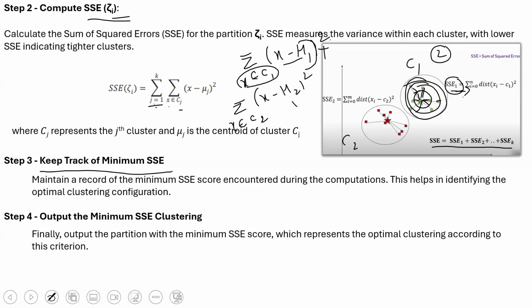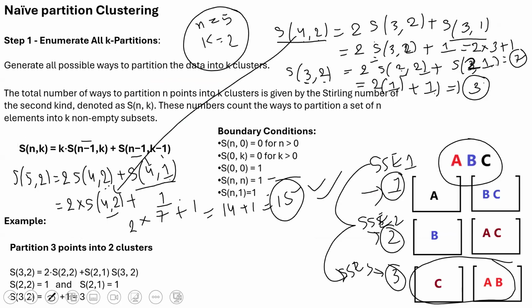Now step 3 is to keep track of the minimum sum of squared errors. Maintain a record of the minimum sum of squared error encountered during the computations. This helps in identifying the optimal clustering configuration. You calculate the sum of squared error for every enumeration that you have created in step 1 and keep track of the minimum. Let's suppose the value of this is coming down to 10, and the value of this is coming down to 5, and the value of this is coming down to 20. You calculate the sum of squared error for this and keep track of it. This is the lowest for now, and then you calculate the sum of squared error for the second cluster, and you got the sum of squared error as 5.